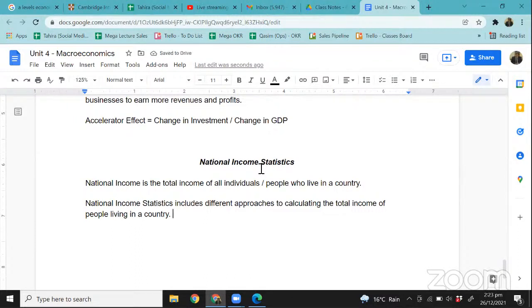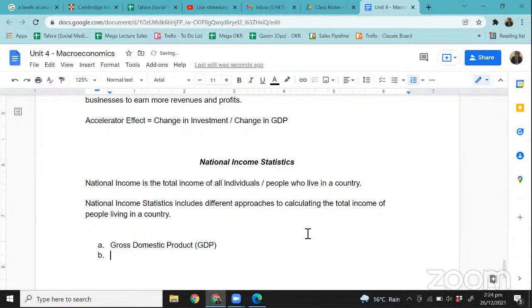Okay, now have a look at this. National income statistics include different approaches, right? Now, what are these different approaches? What are the different ways to calculate the total income of people living in a country? That is what national income statistics are. Now, what are the approaches that we need to discuss? So the first one that we are about to discuss is gross domestic product, which we have already been talking about a lot.